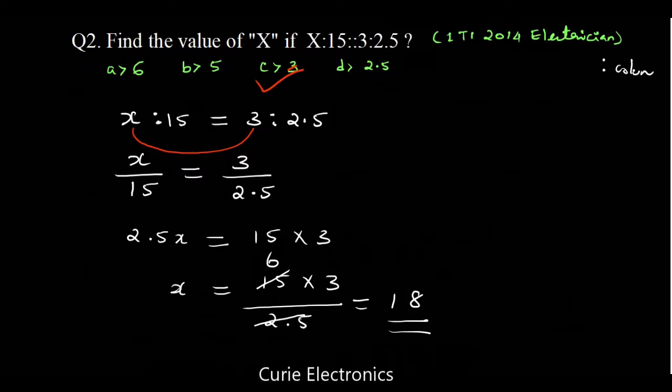Let's simplify and see what comes. So what we get, 18 is to 15 equal to 3 is to 2.5. So no point in simplifying it, we'll get the same answer. So it is 3.